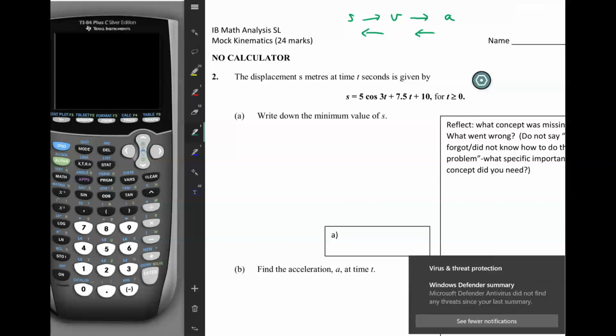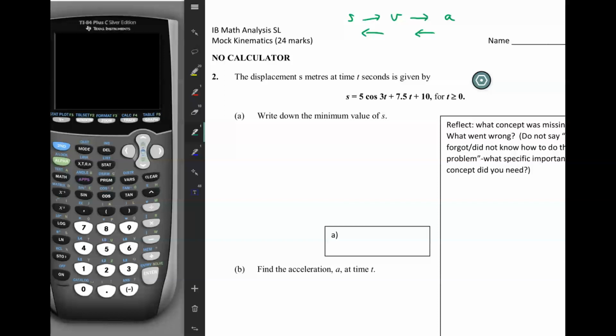That's something that you learn for physics too, right? The difference in displacement divided by time, distance divided by time, is velocity. Velocity divided by time is acceleration. Okay? All right. The displacement s meters at time t seconds is given by, and it gives you a function here for s, and it gives you a domain that t is greater than or equal to 0. Write down the minimum value of s.